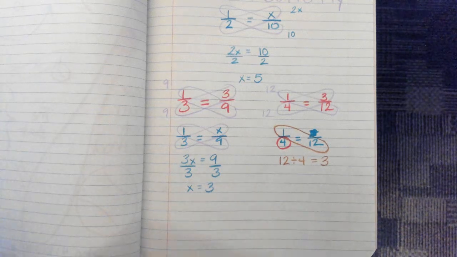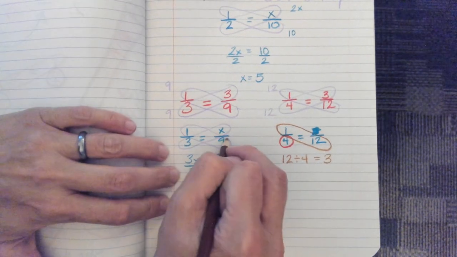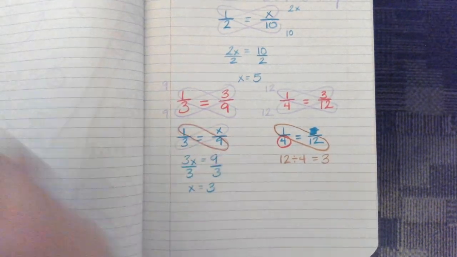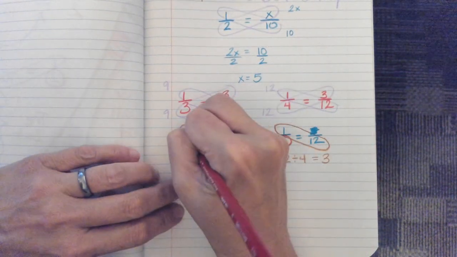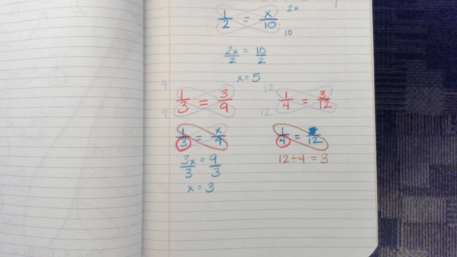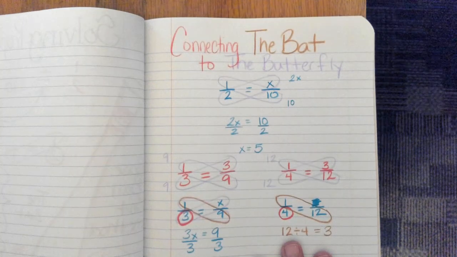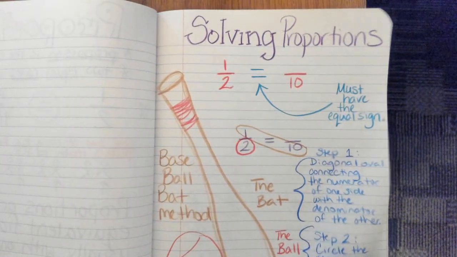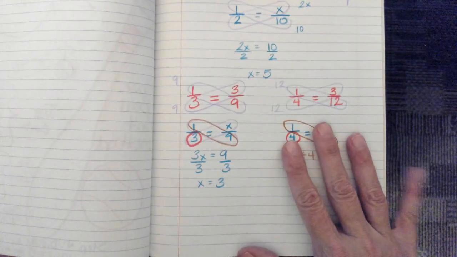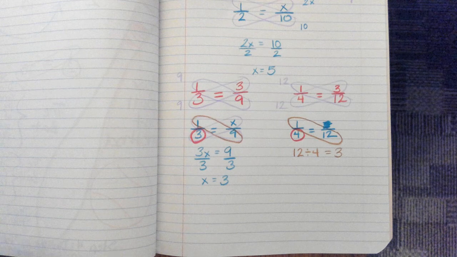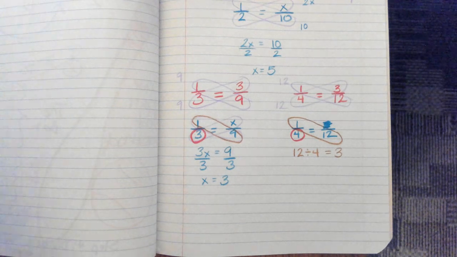So you can turn butterflies into baseball bats, like 1 times 9 divided by 3, that number's going to be 3. So I really recommend just sticking with the baseball bat method, but I wanted you to know what the butterfly was so that if you hear about it in a video or if some other teacher explains it that way, you'll know what it is.